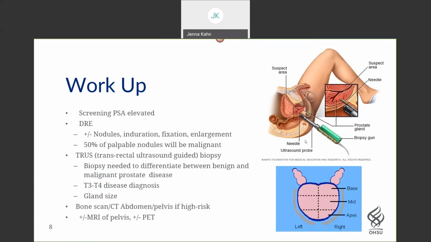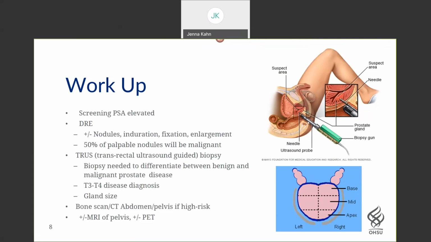The workup for prostate cancer is, like we said before, the screening PSA, and if it's elevated, we do a DRE. You might find on your digital rectal exam nodules, induration, fixation, or enlargement. About half of patients present with palpable nodules that might be malignant. Once a PSA is elevated, they see a urologist who likely would do a TRUS biopsy, which is a transrectal ultrasound guided biopsy. That biopsy is needed to differentiate between benign and malignant prostate disease, and can also give a good idea if there's maybe T3 or T4 disease, meaning extension outside of the prostate. It also gives us a good idea of the gland size.